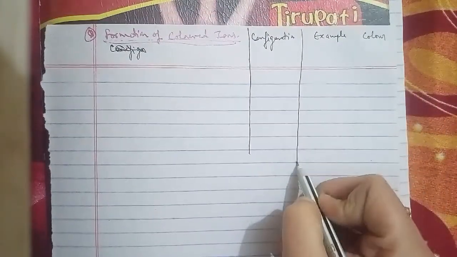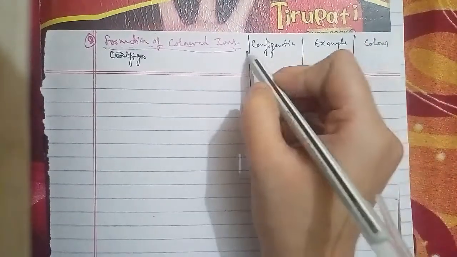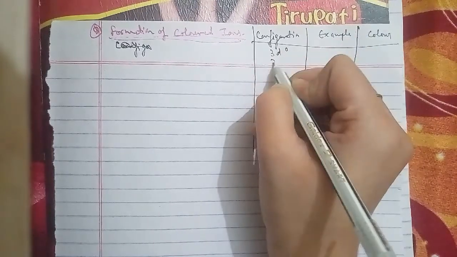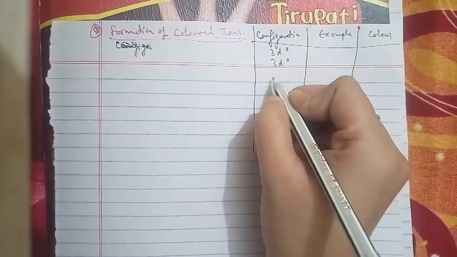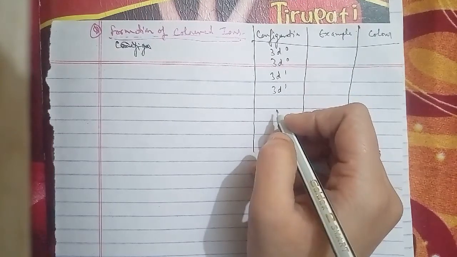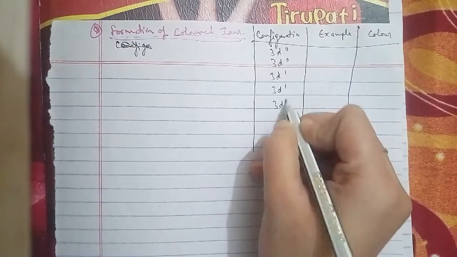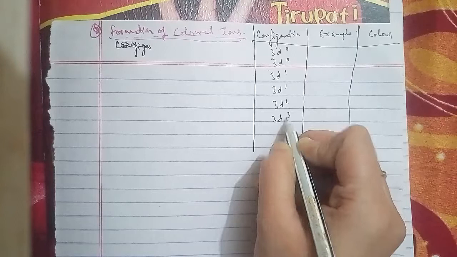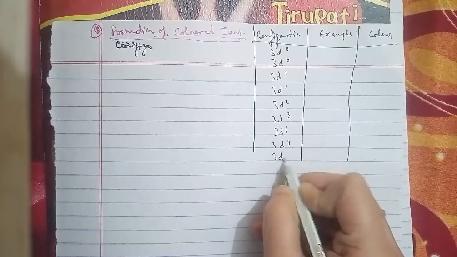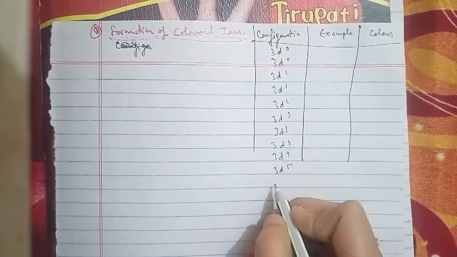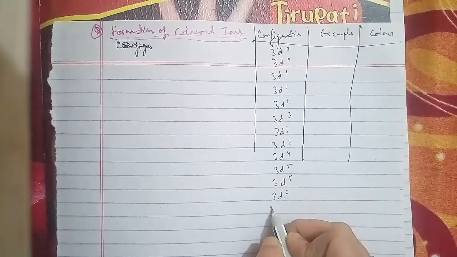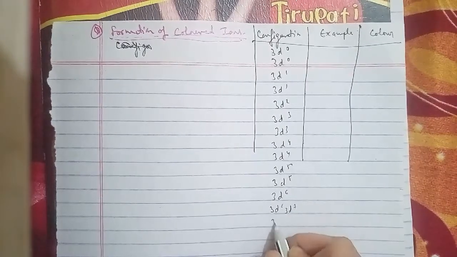So here for that we have your 3D 0, 3D 0, 3D 1, 3D 1, again 3D 2, then 3D 3, 3D 3, 3D 4, 3D 4, 3D 5, 3D 5, 3D 6, then 3D 6, 3D 7, 3D 8, 3D 9, and 3D 10. Okay, for the same we have to talk about it.